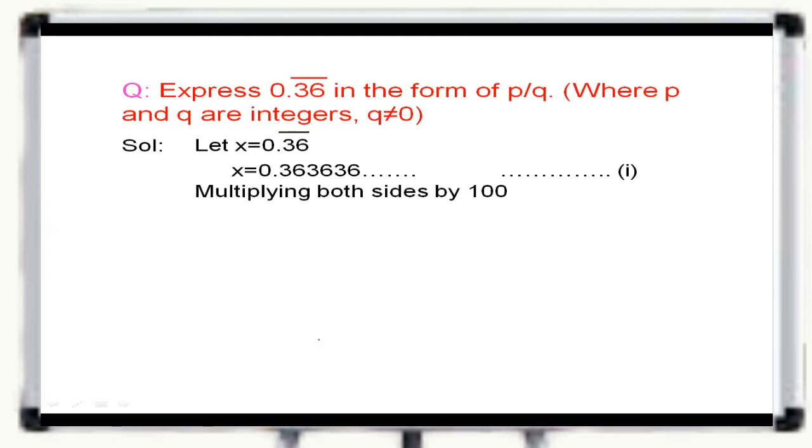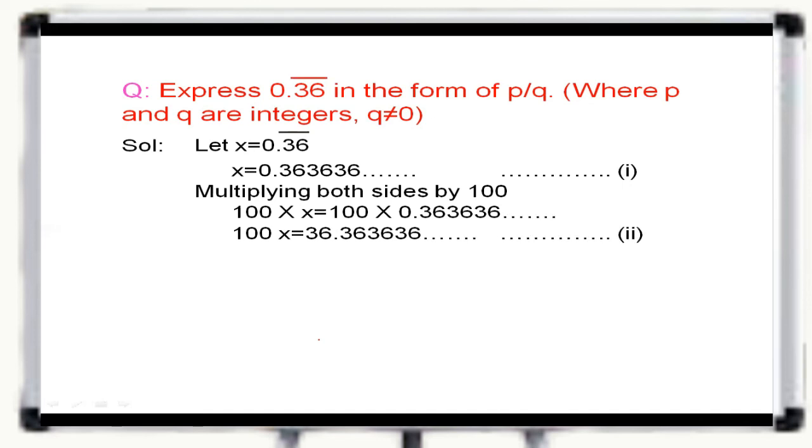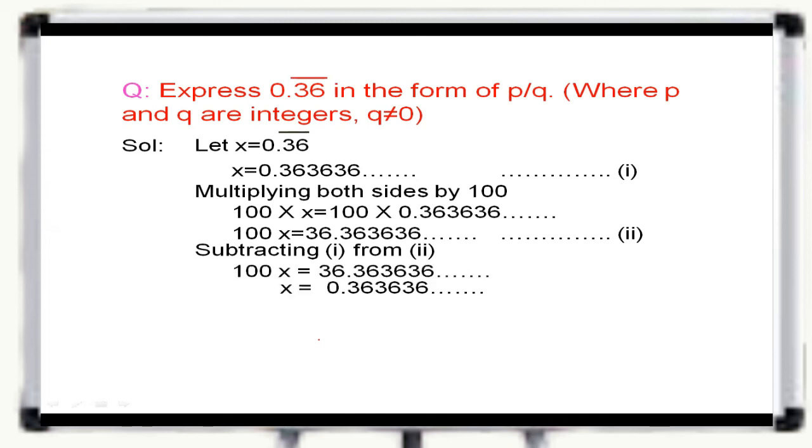Here 100 into x is equal to 100 into 0.363636, and so on. 100x is equal to 36.363636, and so on. Take it as equation number 2. Subtracting 1 from 2: the second equation is 100x equal to 36.363636, and so on, and the first equation is x equal to 0.3636, and so on. By subtracting these two equations we get 99x is equal to 36. So the decimal part gets cancelled.